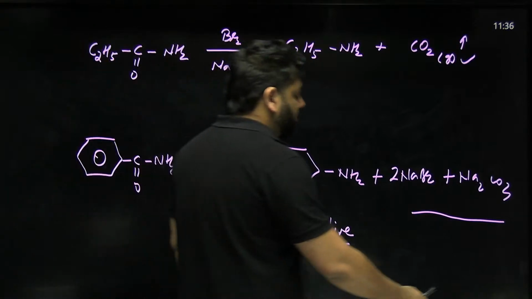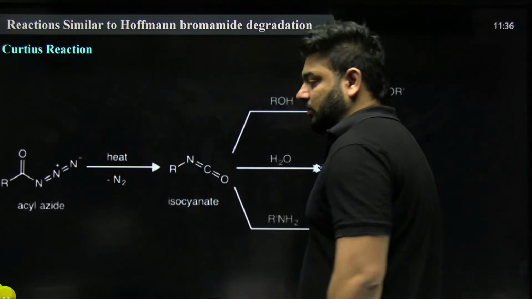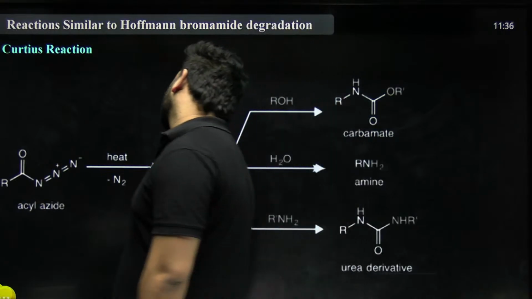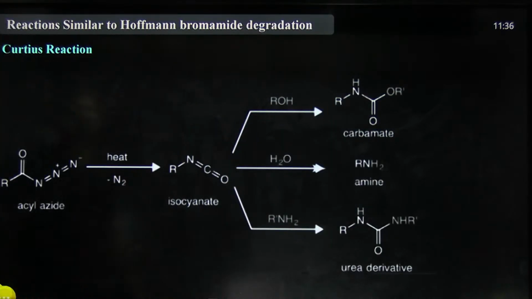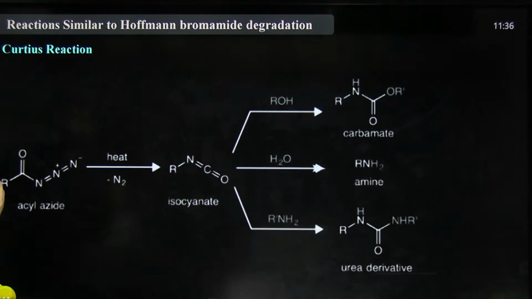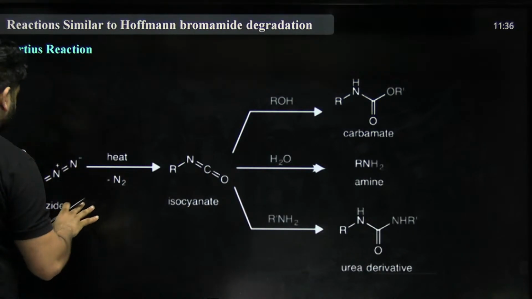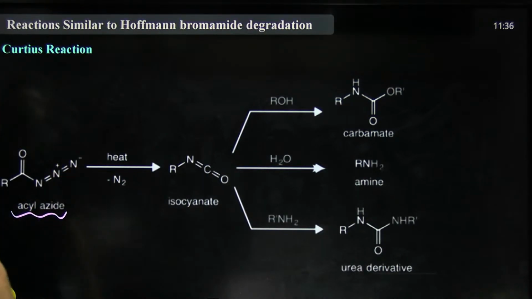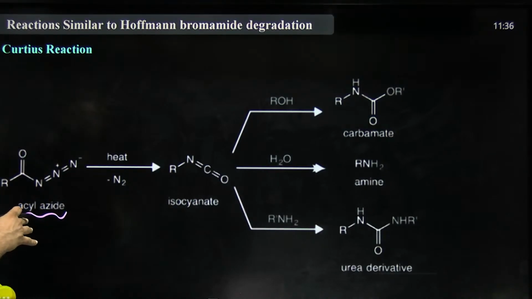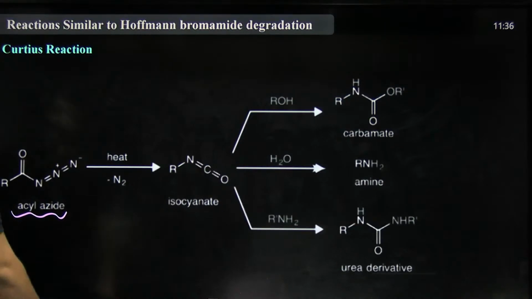Now we'll move forward to the next part. The next reaction is called the Curtius reaction. Okay, see, one important thing I'll show you. The Curtius reaction happens in this way: this is some acyl azide kind of compound we have in the Curtius reaction. It is exactly similar to the reaction we have just learned, exactly like the reaction we just studied, which is the Hoffmann bromamide. So what happens?